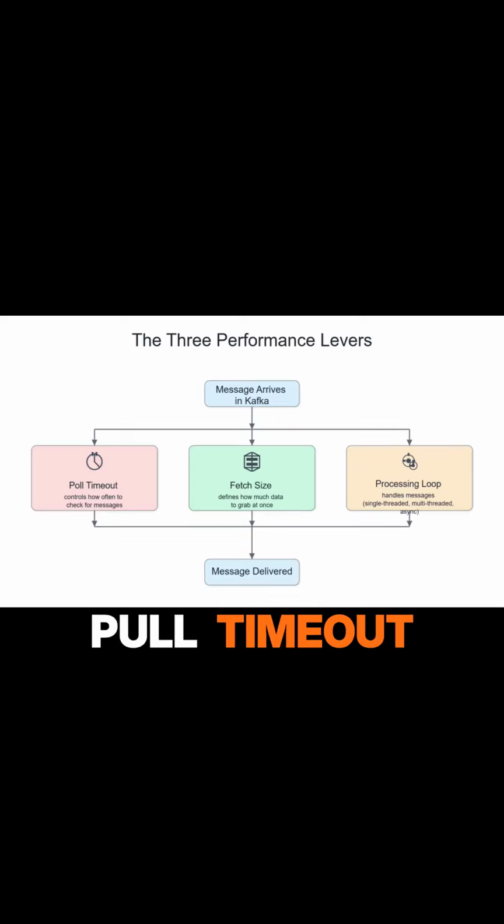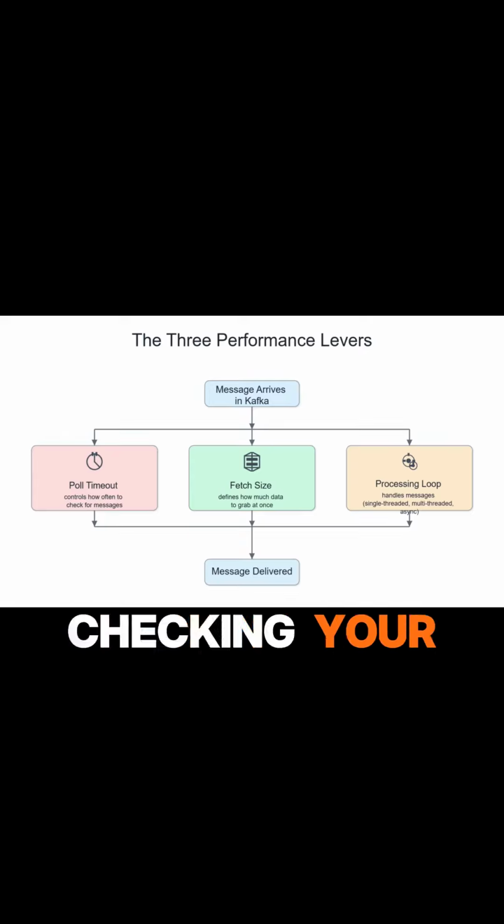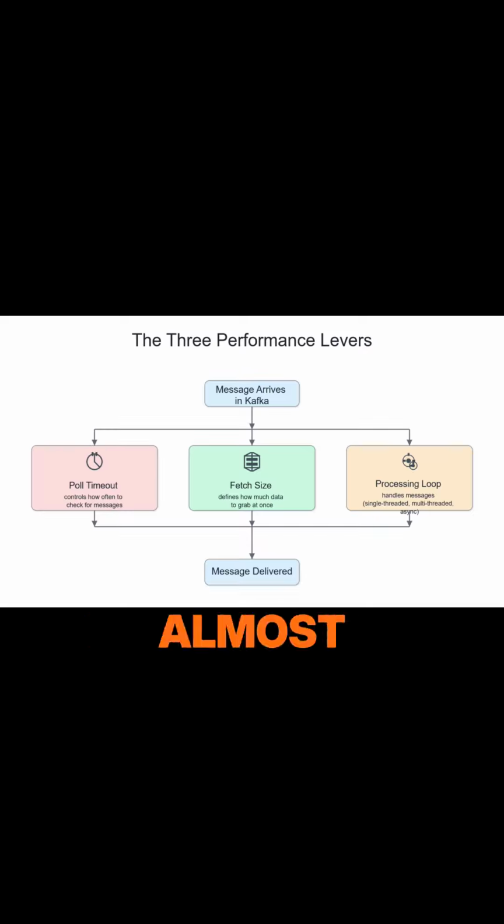First, the poll timeout. The poll duration method in Kafka tells your consumer how long to wait for new messages. Think of it like constantly checking your phone. A short timeout, say 1 to 10 milliseconds, means you're checking almost continuously. You'll see new messages immediately, but it's resource intensive, like constantly checking your battery.